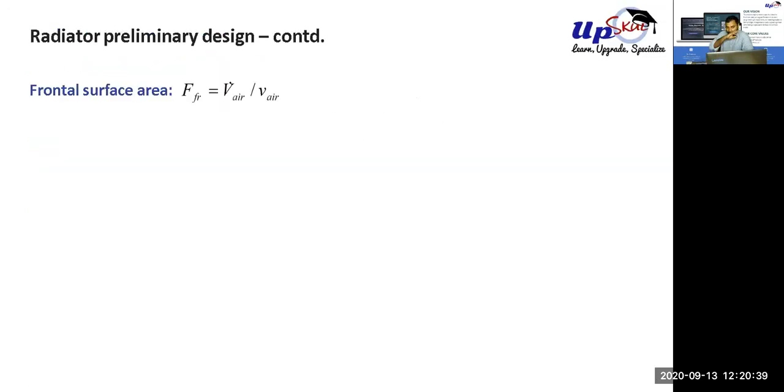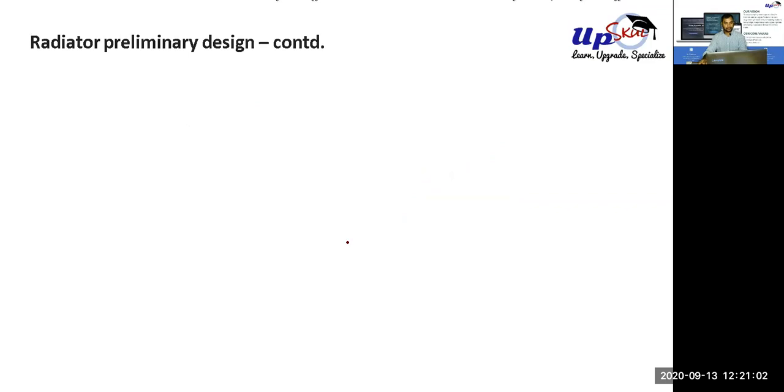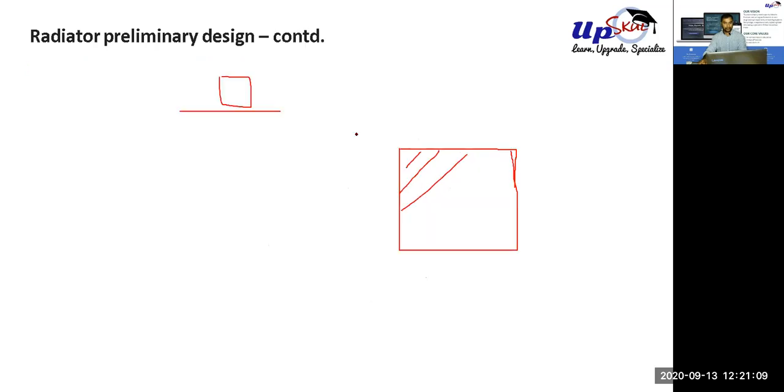Again, we have this frontal surface area that we need to calculate, which is the surface area of the radiator front. In order to calculate that, we just divide the volume flow rate of air that we saw in the last slide, this one, by the velocity, and this gives us the frontal area.